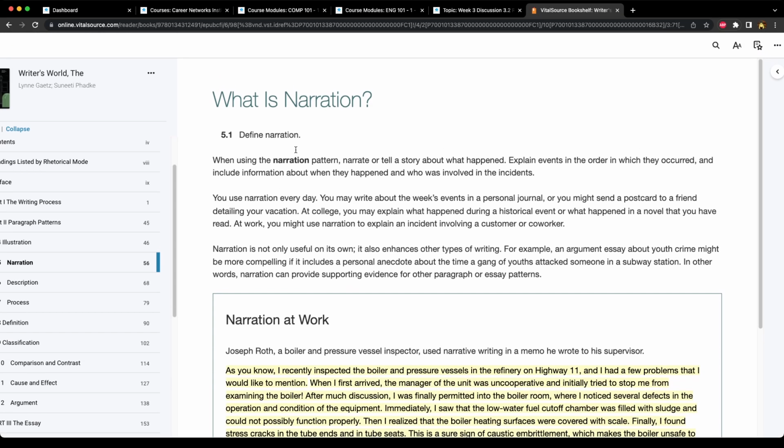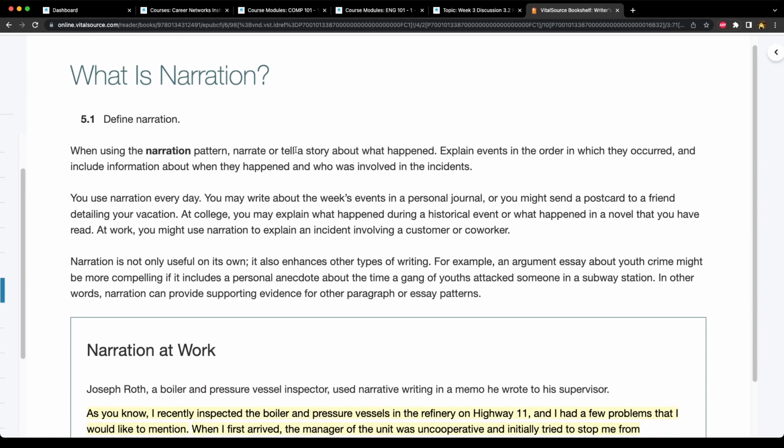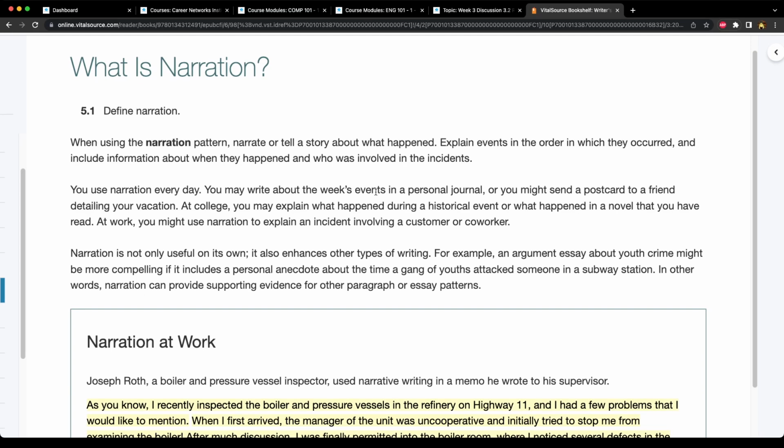So here's another explanation of what is narration. When using the narration pattern, narrate or tell a story about what happened. Explain events in the order in which they occurred and include information about when they happened and who was involved in the incidents. You use narration every day. You may write about the week's events in a personal journal, or you might send a postcard to a friend detailing your vacation. At college, you may explain what happened during a historical event or what happened in a novel that you have read. At work, you might use narration to explain an incident involving a customer or coworker, right?